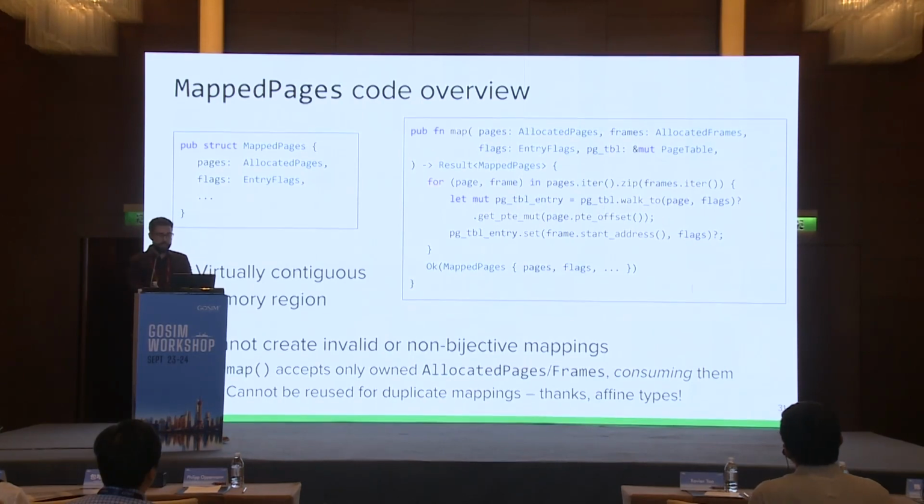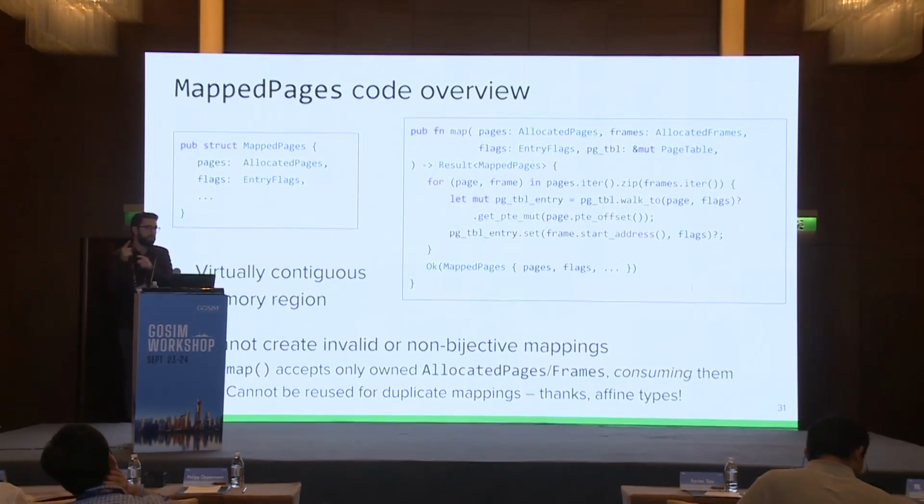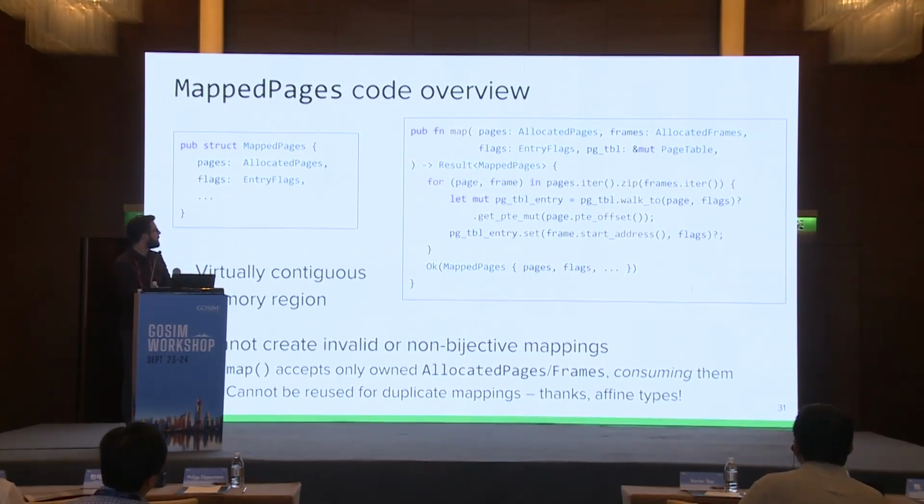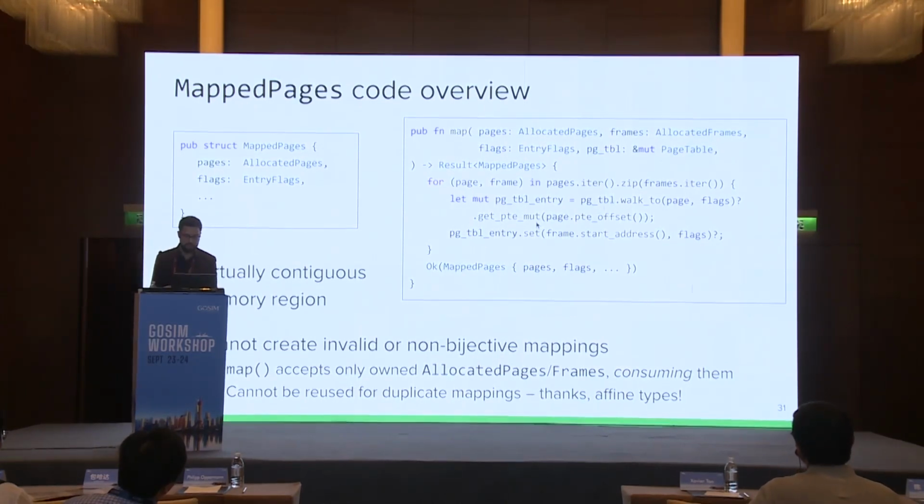So if you take a look at the function signature of this map function, here we go, you can see, if you're familiar with Rust, it takes the allocated pages object and the allocated frames object by value. It consumes them. What this means is after you call map with allocated pages and frames, you can no longer use them. These are not clonable. These are not copyable. They're true linear types. We do all this logic. Again, this is significantly simplified, but it doesn't matter. The point is, it consumed the pages and frames, and that's what helps enforce that bijective mapping invariant.